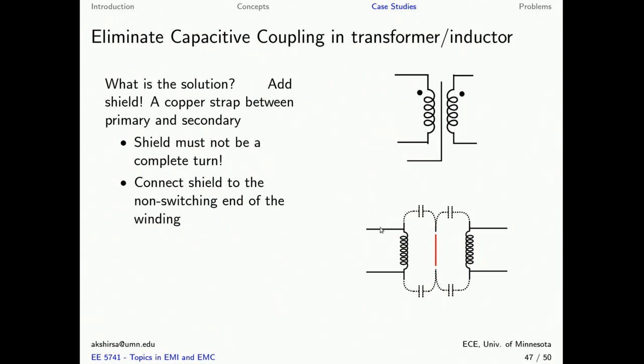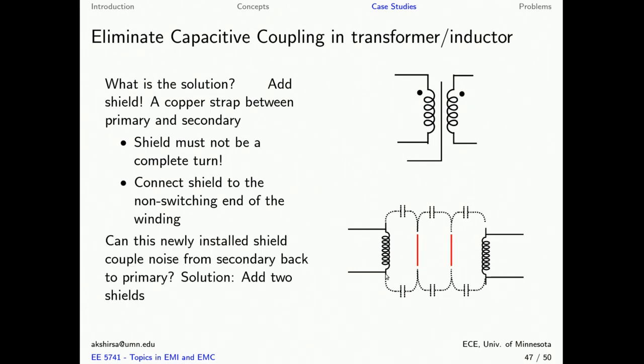As an exercise, you should think about what will happen if we connect the shield to the other terminal. So if we take the shield and connect it here, which is the drain of the MOSFET. Now, if we connect the secondary side of the high frequency transformer to some switching circuit, then it is possible that the secondary side will have some noise voltage as well, and the shield can cause some of that noise to come from the secondary back to the primary. So what is the solution in such a case? We add two shields, and one of them will be connected to the non-switching end of the primary, and the other one will be connected to the non-switching end of the secondary side.